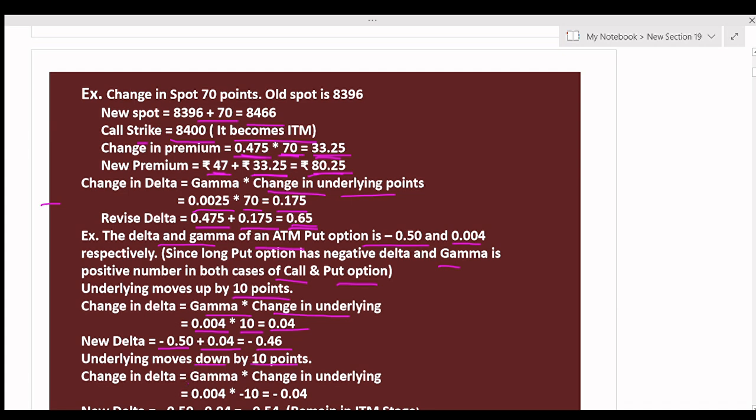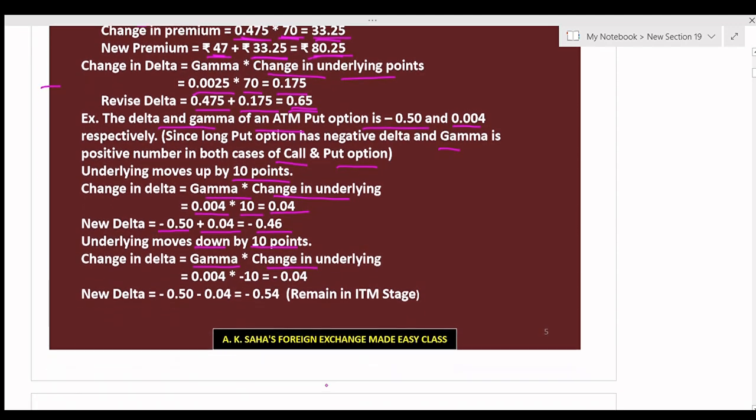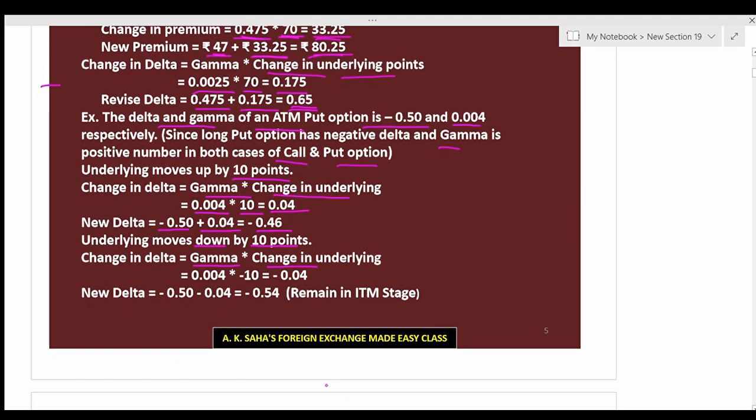The underlying moves down by 10 points. Change in delta will be gamma into change in underlying, that is 0.004 multiplied by minus 10, which will be minus 0.04. So the new delta will be minus 0.50 minus 0.04, equal to minus 0.54, and it remains in the ITM stage.